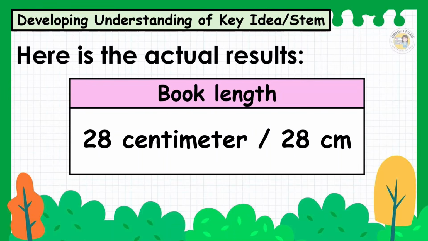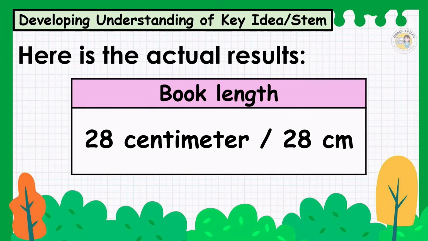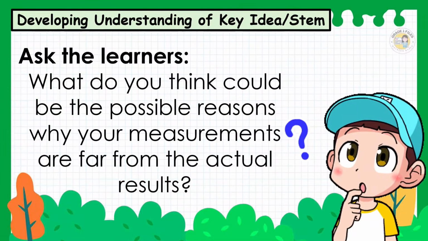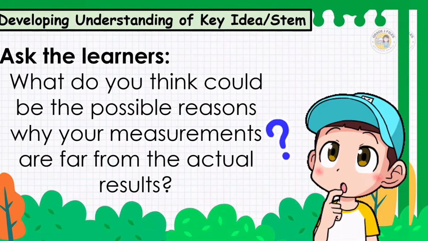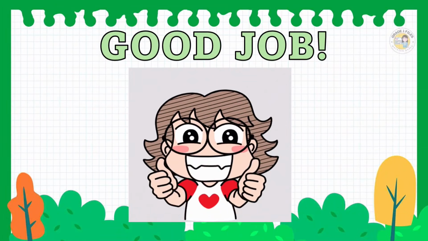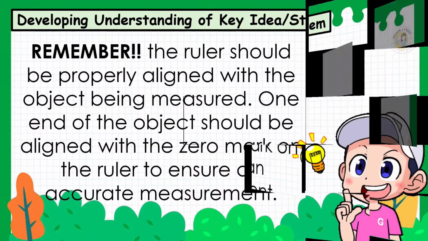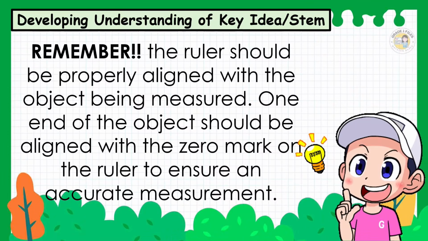Here is the actual results. The book length is 28 cm. What do you think could be the possible reasons why your measurements are far from the actual results? Remember, the ruler should be properly aligned with the object being measured. One end of the object should be aligned with the 0 mark on the ruler to ensure an accurate measurement.